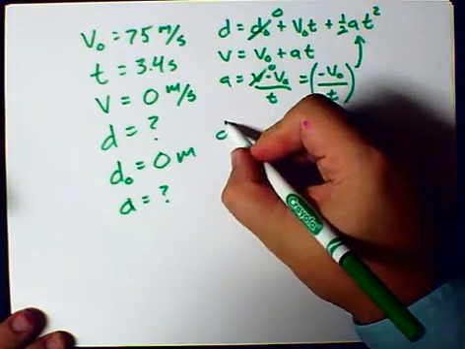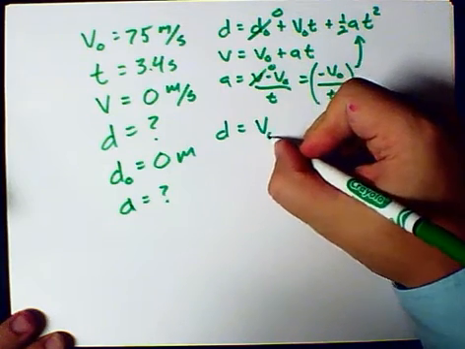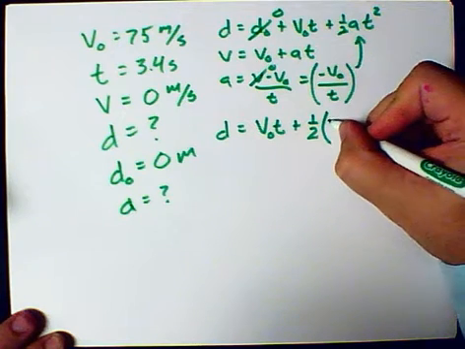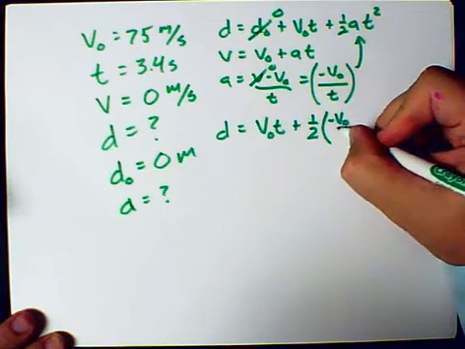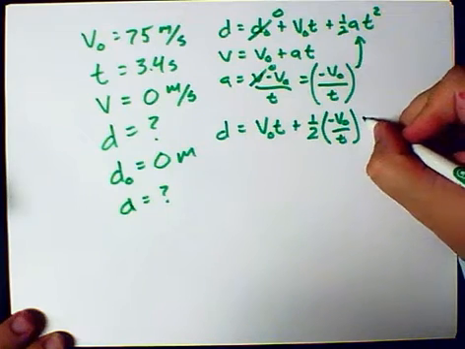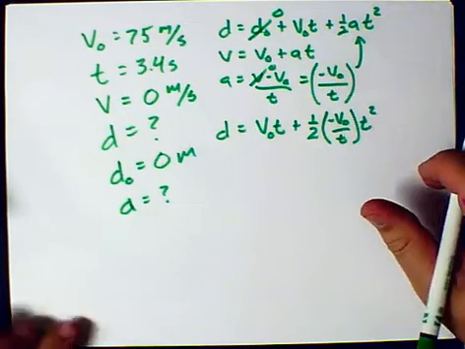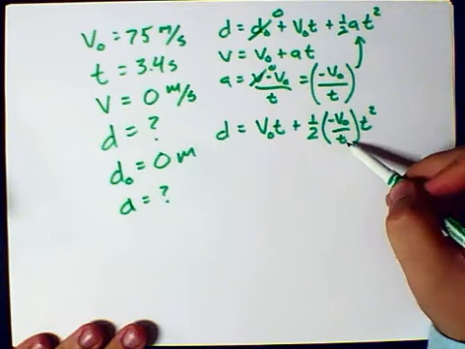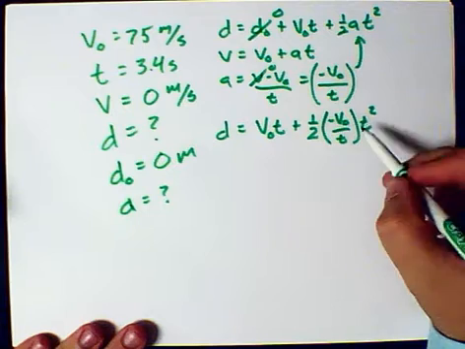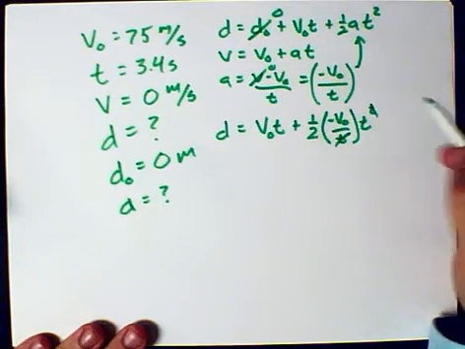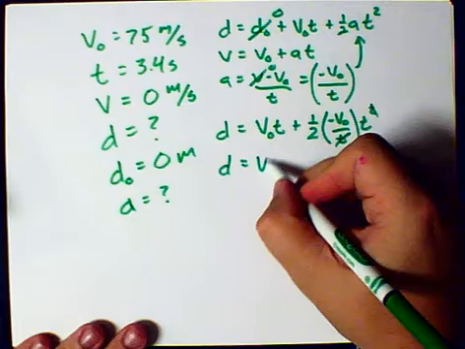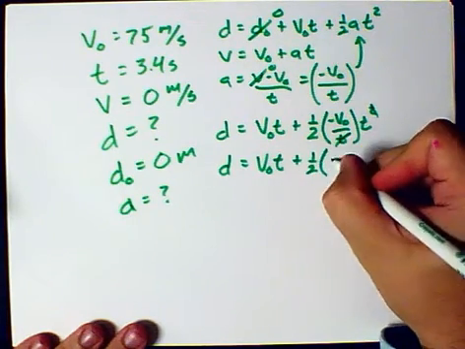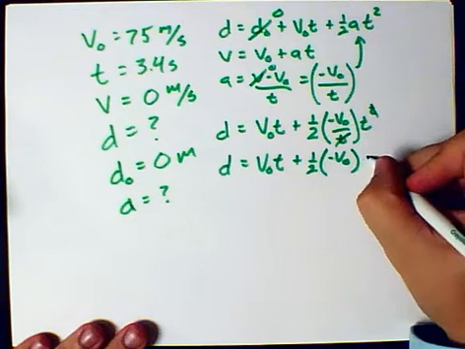So it gives me a full equation of d equals v naught times t plus 1/2 times negative v naught over t, times t squared. Now if you notice, I have t squared, and this has t on the bottom, so that t is going to cancel out with one of those t's. So I have d equals v naught times t plus 1/2 negative v naught t.